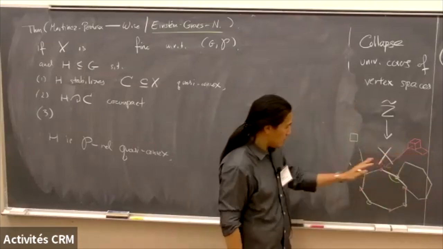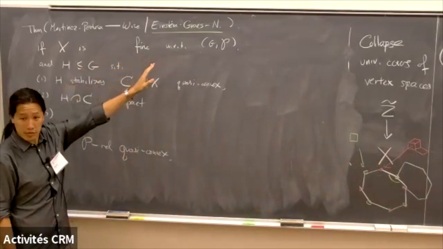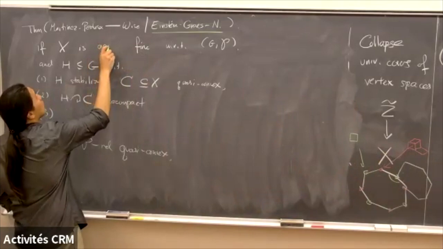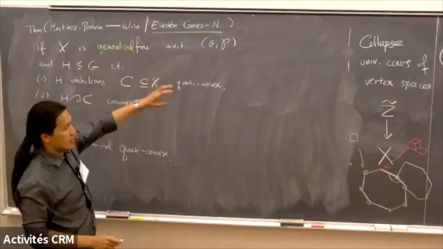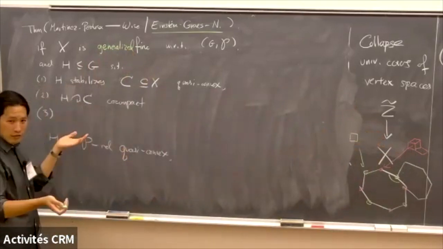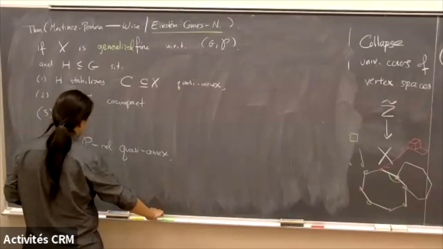And then maybe you don't just have peripheral stabilizing vertices, but you get peripheral stabilizing bounded subcomplexes. Okay, this is something we call a generalized fine graph, fine action.